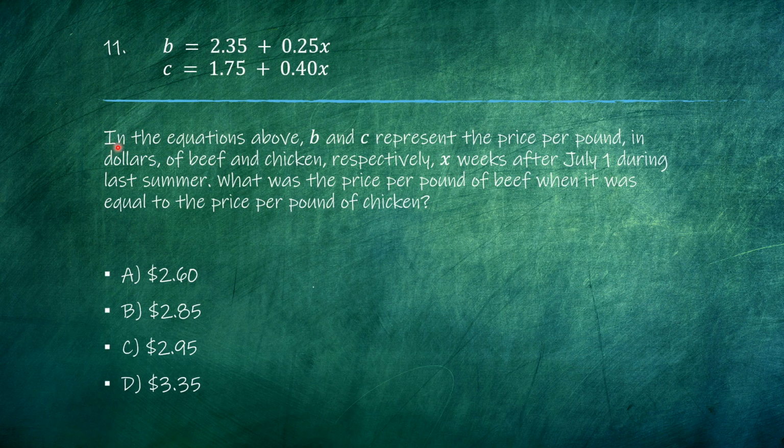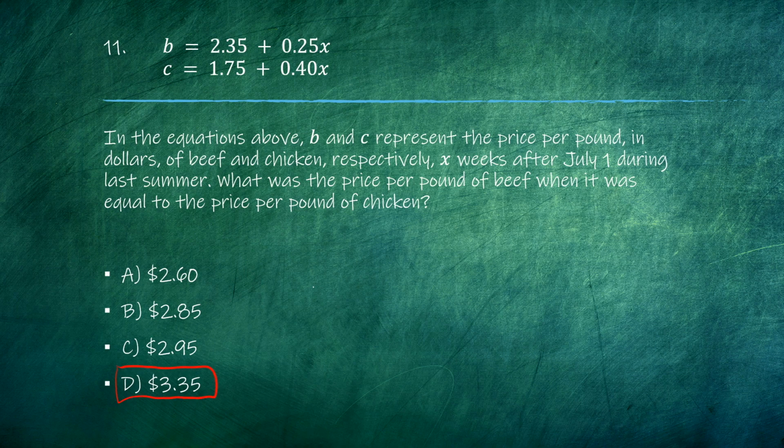Question 11. In the equations above, B and C represent the price per pound in dollars of beef and chicken respectively, x weeks after July 1st during last summer. What was the price per pound of beef when it was equal to the price per pound of chicken? Go ahead, pause this video and try the question yourself. The answer is D.